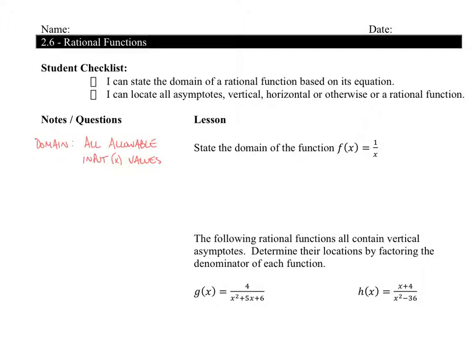So when we talk about what's allowable or what's possible, we have to ask ourselves what would make this thing either undefined or imaginary. So we have two cases here, right? This could be undefined under some circumstances. It can't be imaginary because the only way you can get an imaginary number is if you take the square root of something that's negative. So this is not going to be imaginary, but it could be undefined. So when is a fraction undefined?